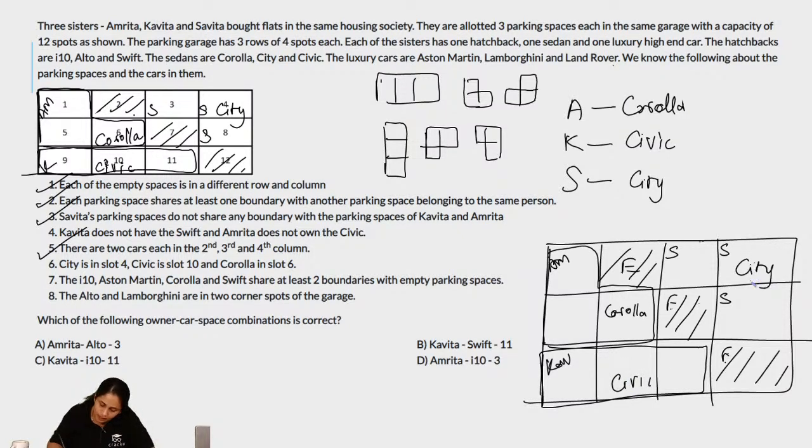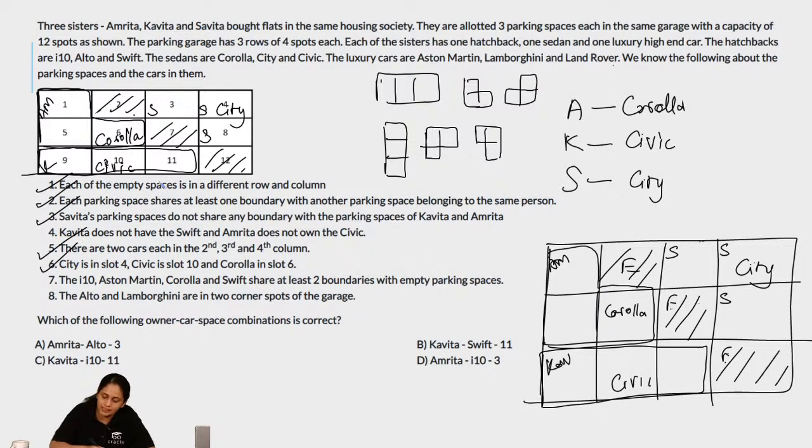City is over here. So we have placed the sedans. We need to place the luxury cars and the hatchbacks. Kavita does not have the Swift, and Amrita does not own the Civic. So this part is already done. So this also is done. The i10, Aston Martin, Corolla and Swift share at least 2 boundaries with empty spaces. So consider the cells which share 2 boundaries with empty spaces.